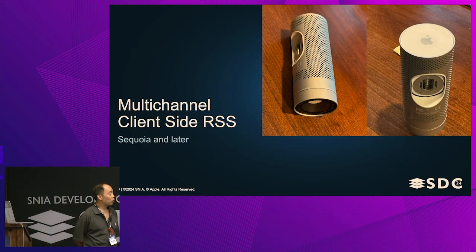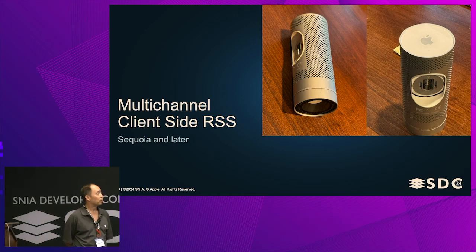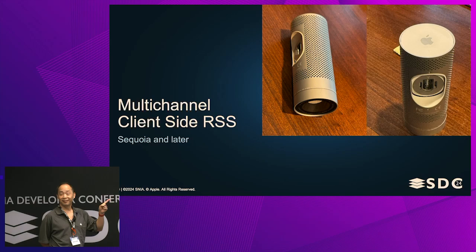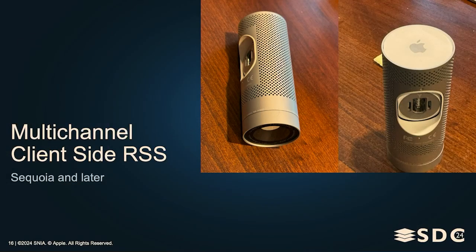So moving on into Sequoia, so we also have multi-channel client-side RSS. Does anybody even know what these are? Very good, eyesights. Do you still have? I still have one too. So I don't have the cables or the mounts.